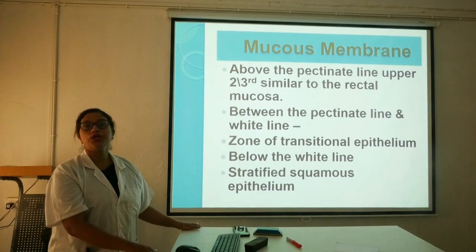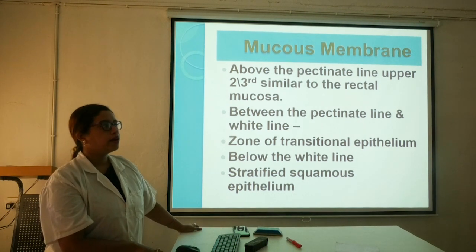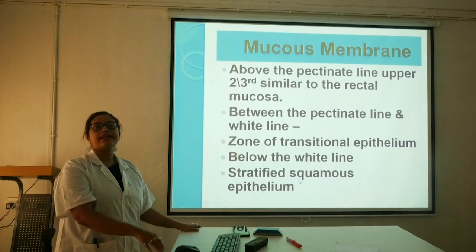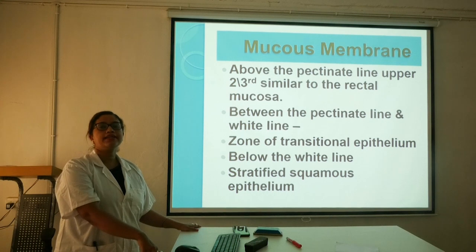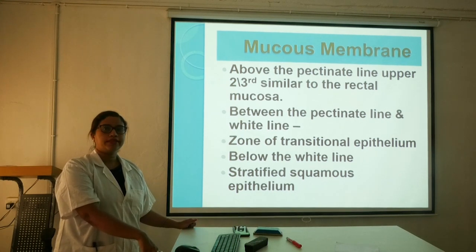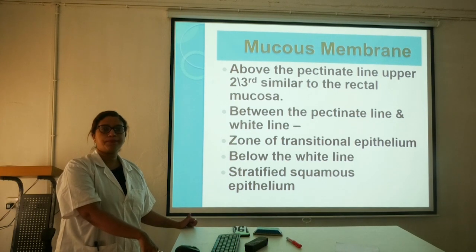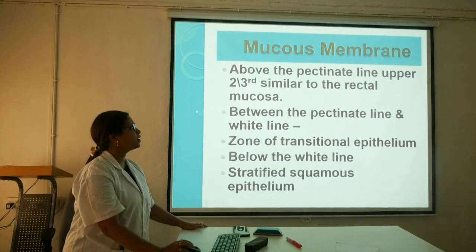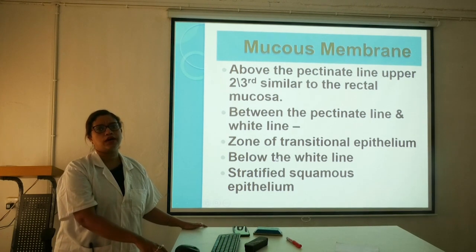Means just like the urothelium. Okay. And at the last, below the white line, that is anoderm. So that is which type of mucosa? Stratified squamous epithelium, just like the skin of the limb. Okay, so just write it down. These are the three types of mucosa.